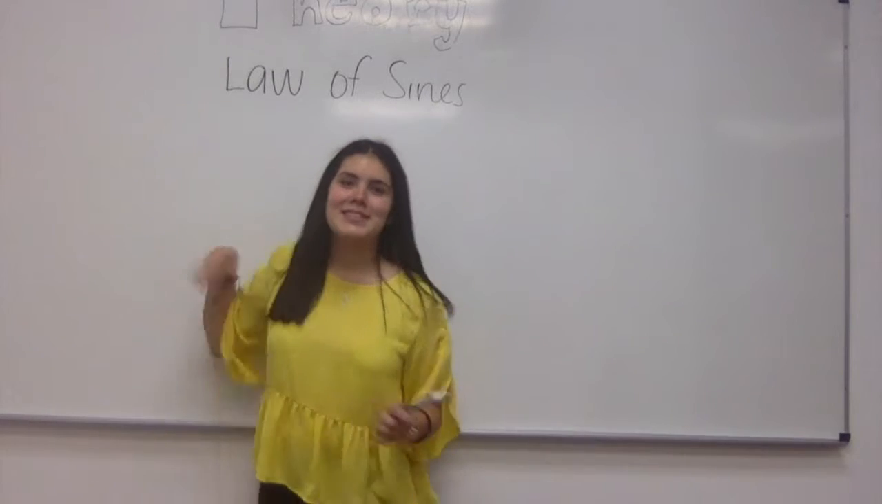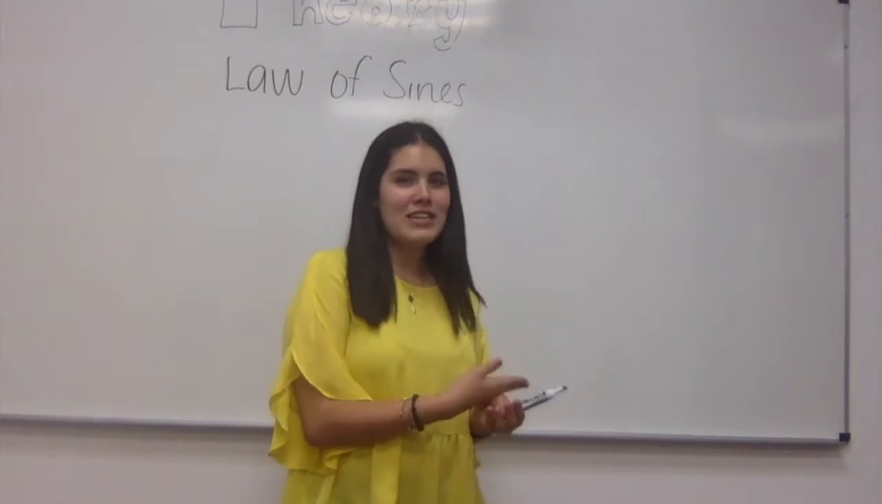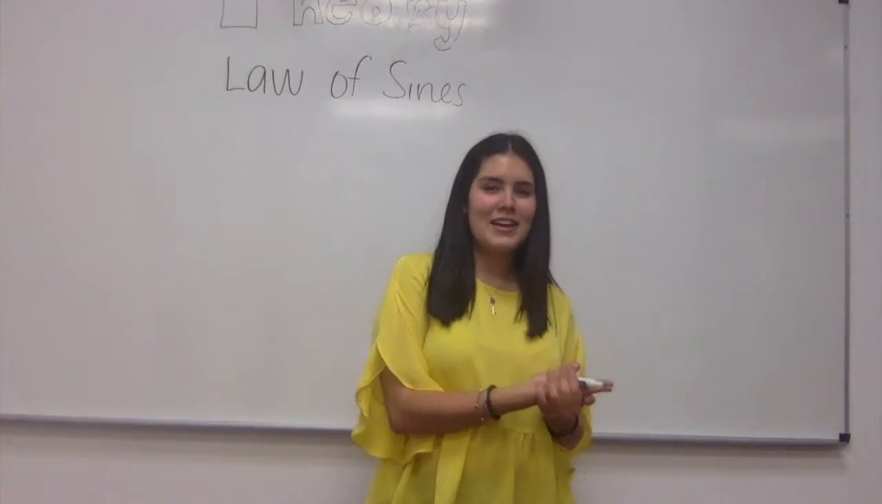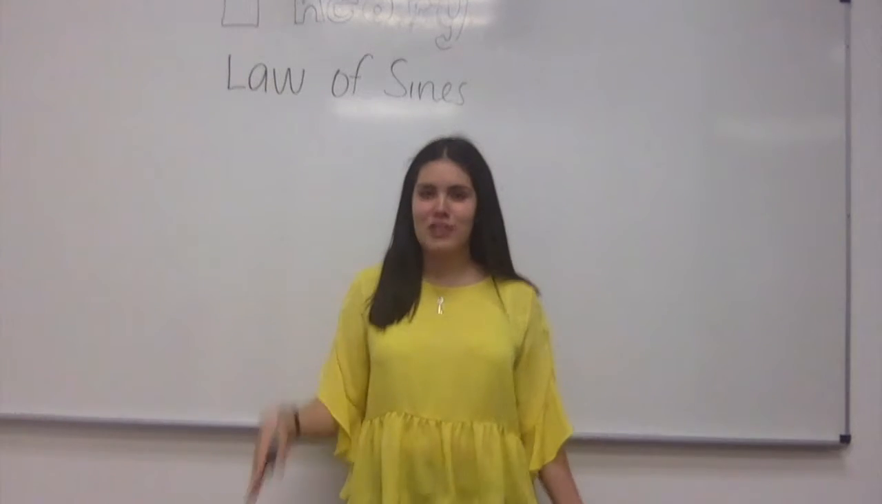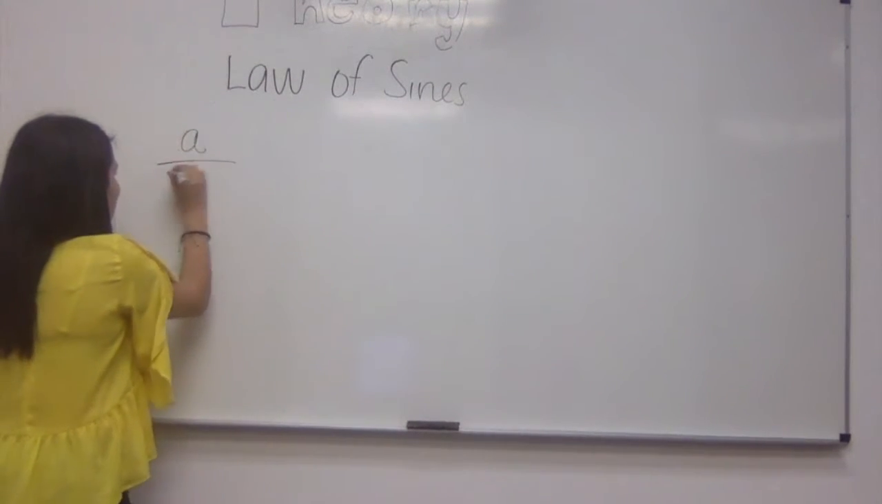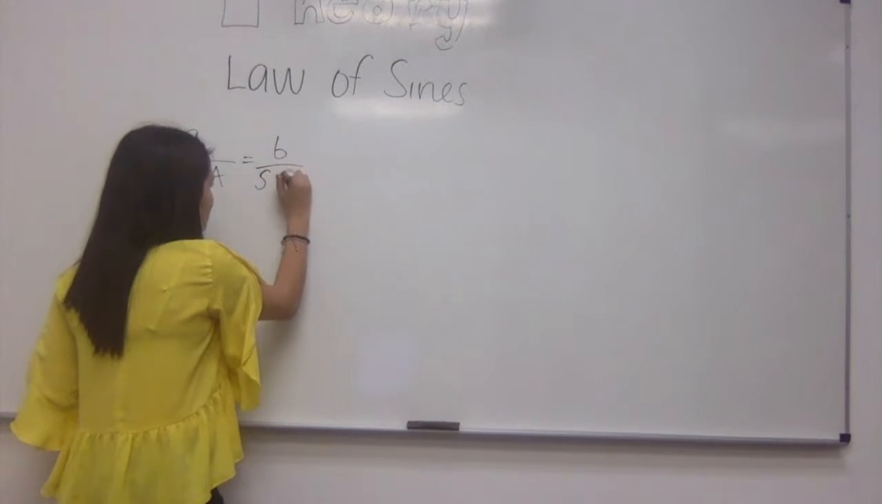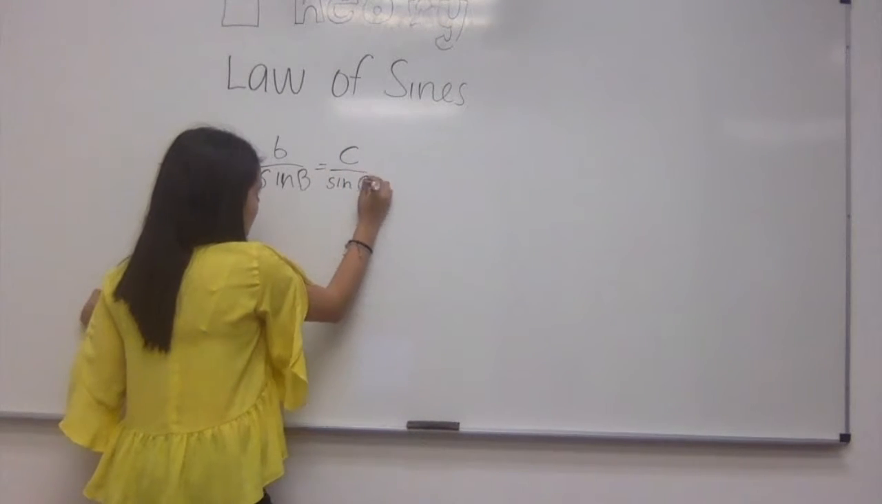Okay, let's go to the theory part. Law of sines. The law of sines is a relationship of the sides and internal angles of oblique triangles. It states that the length of a side of a triangle divided by the sine of the angle opposite to that side equals the same for all sides and angles of a triangle. The formula of the law is a over sine of A equals b over sine of B, and also equals c over sine of C.